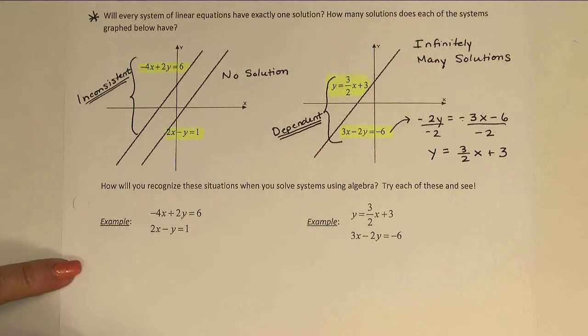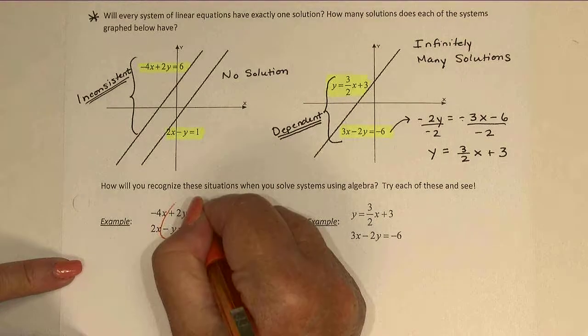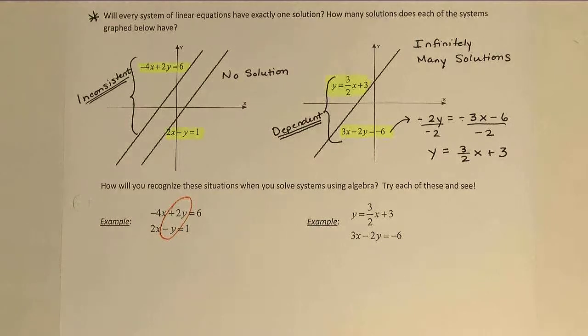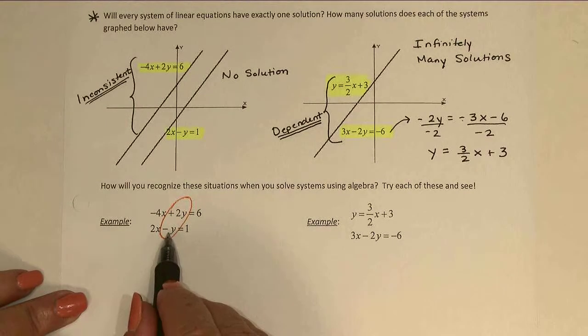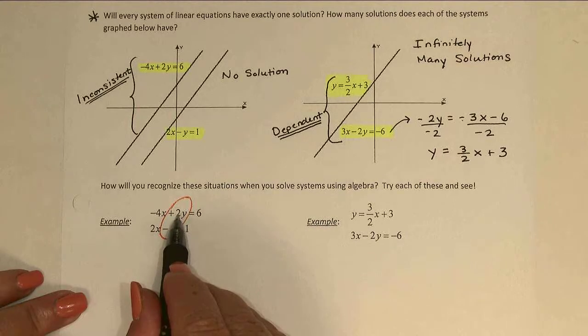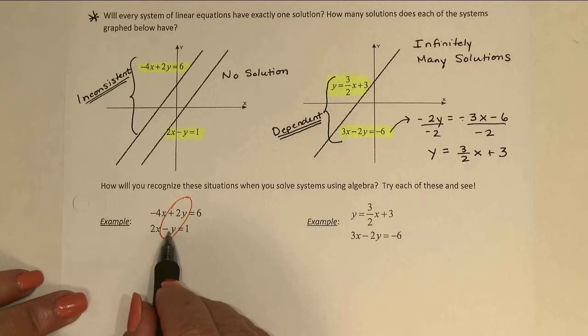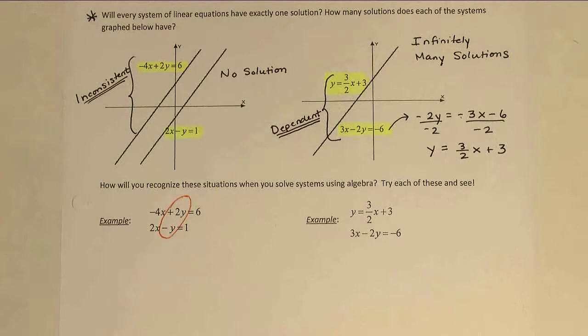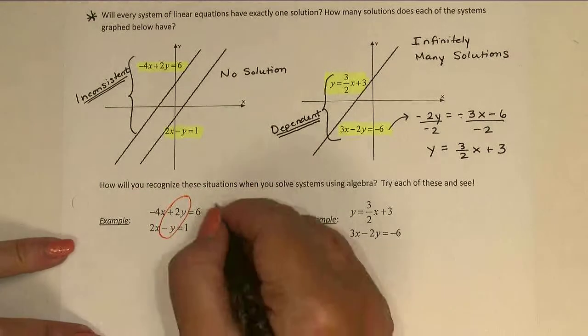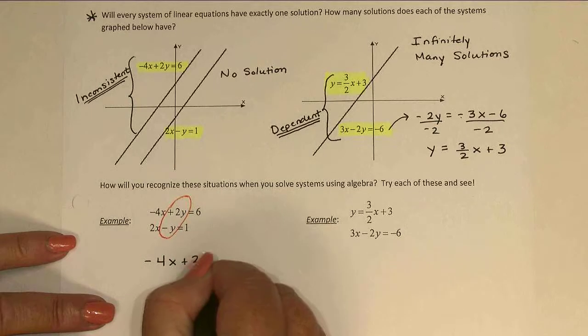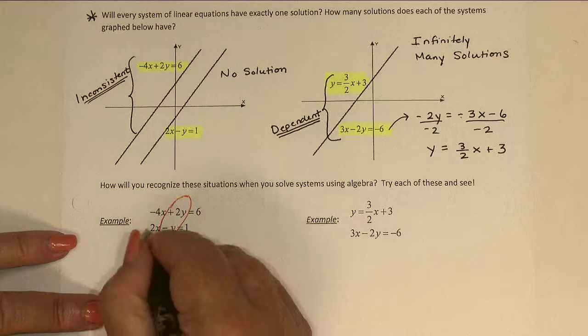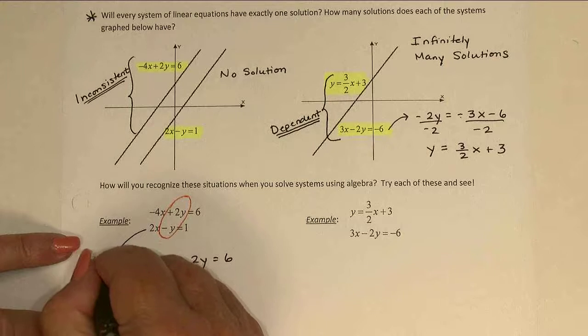I'm going to go ahead and use the elimination method on this one, and I'm going to focus on the y values. I can see that if I just multiplied the second equation by 2, I would have a positive 2y here and a negative 2y there. And that would eliminate the y values. So let's do that. I'm going to leave the first equation exactly the way it is. And the second equation I'm going to multiply by 2.